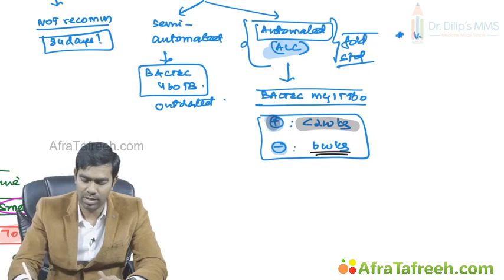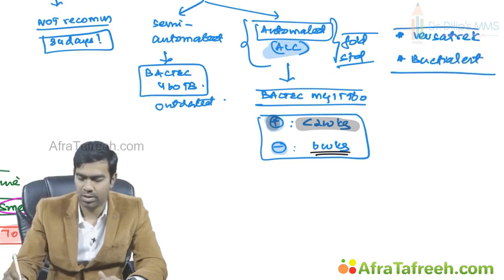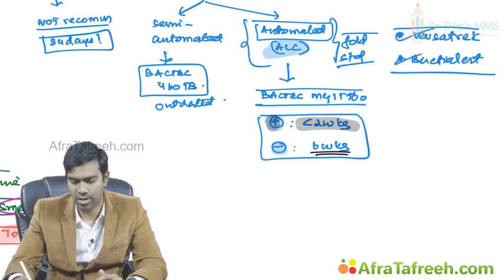It's so good, isn't it? So that's why these automated liquid cultures are preferred by RNTCP and WHO. At the same time, two other methods are there. These are variants called the Versatrek, and the second one is the BACT-ALERT. These are also very similar to the MGIT 960, with some modifications. That's all.